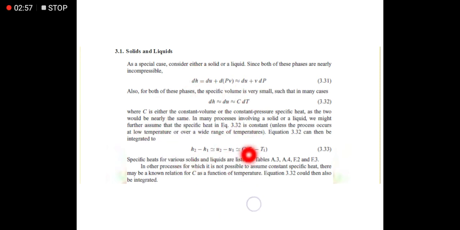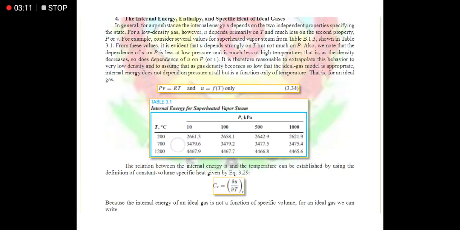Same for our H2 minus H1, no? We have here constant specific volume C in relation to our T2 at saka T1, or dT, based on this one here. Okay? So, basahin lang natin to siya. So yun.